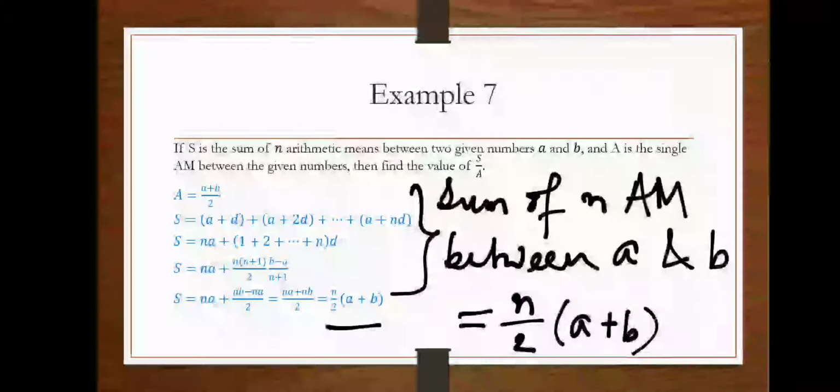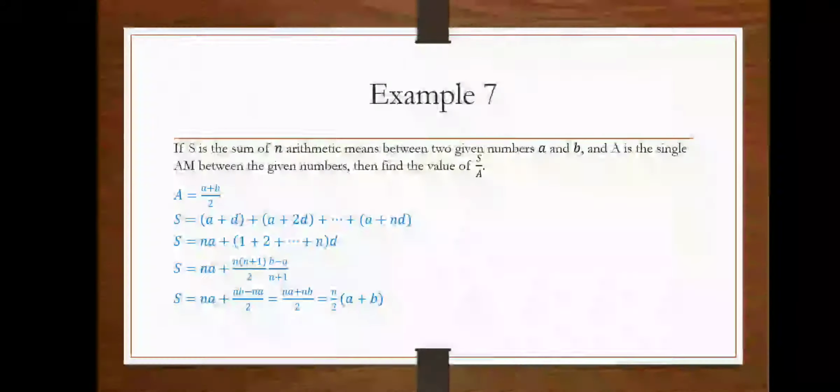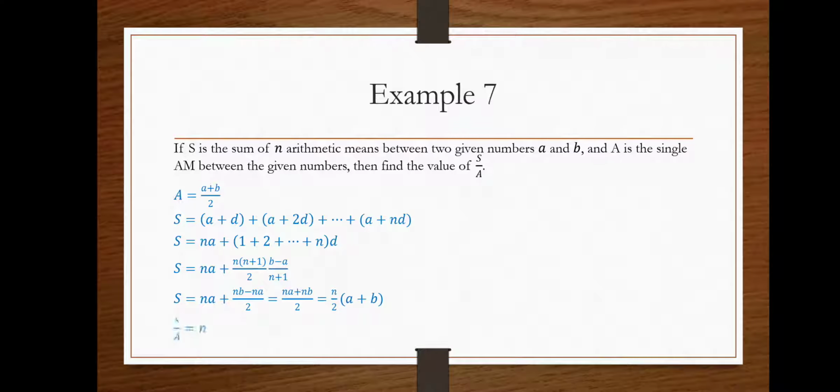And once I know this, then it becomes pretty easy for us to find the value of S by A. So the value of S by A is n, because n times (a plus b) by 2 divided by (a plus b) by 2 gives you n. So that's it. That is the class.